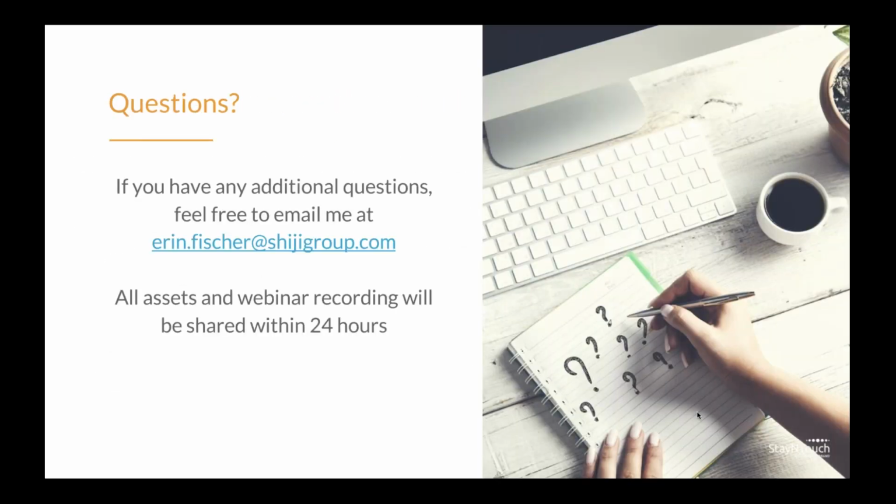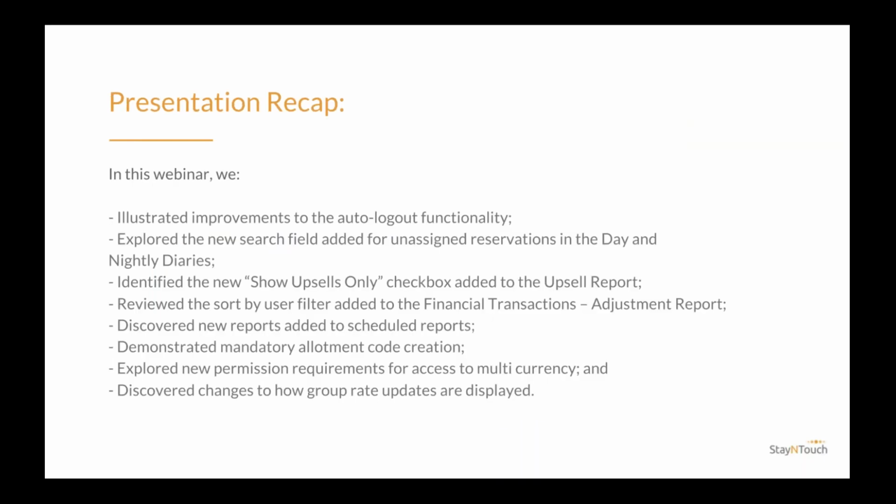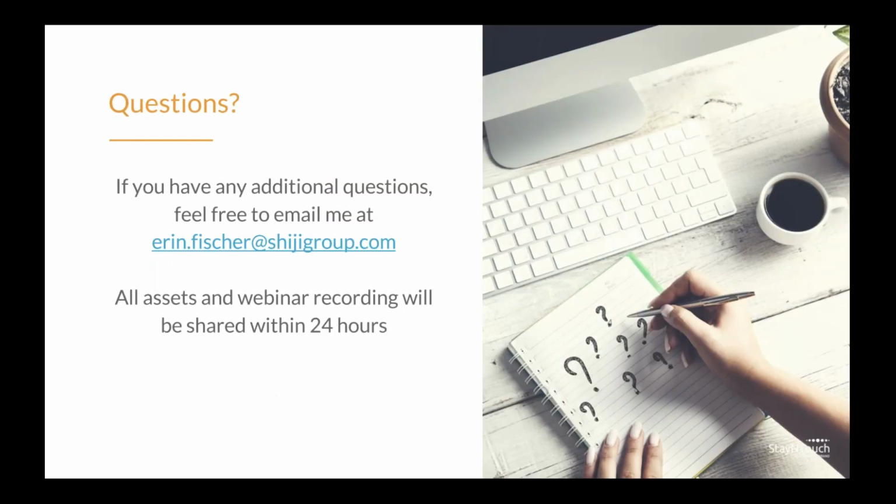All right, so today we illustrated improvements to the Auto-Logout functionality, explored the new search field added for unassigned reservations in the day and nightly diaries, identified the new Show Upsells Only checkbox added to the Upsell Report, reviewed the Sort by User filter added to Financial Transactions Adjustment Report, discovered new reports added to Scheduled Reports, demonstrated mandatory allotment code creation, explored new permission requirements for access to multi-currency, and discovered changes to the way that group rate updates are displayed.